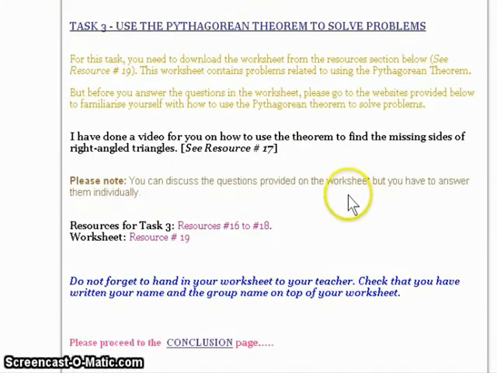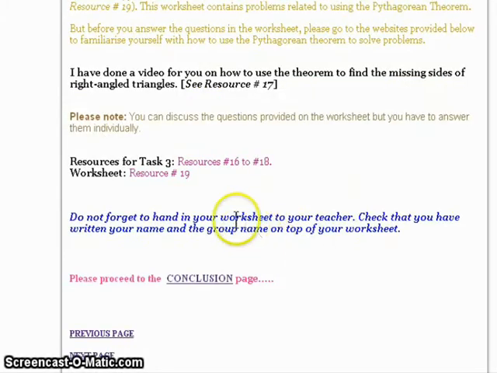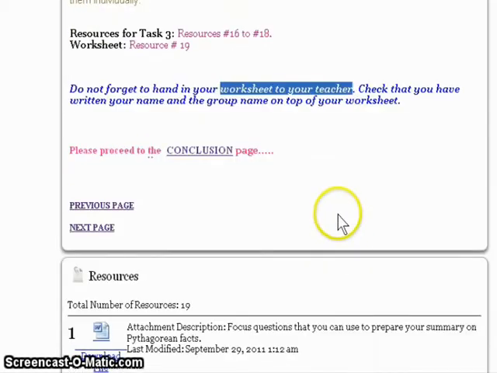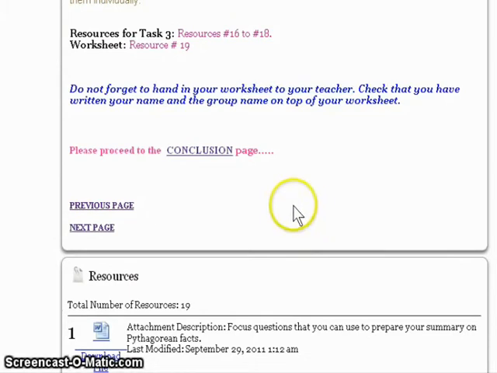This time, they are to work individually. They may discuss the problems with each other but answer individually. After the worksheets are filled, it has to be given to the teacher for marking. So these were the requirements of the process page. Now let's move to the conclusion page.